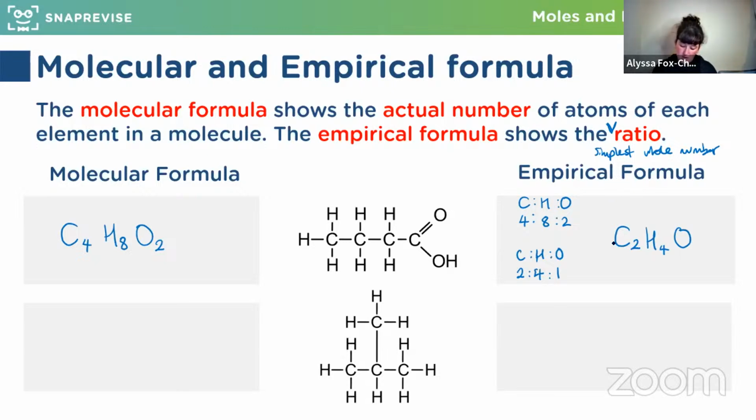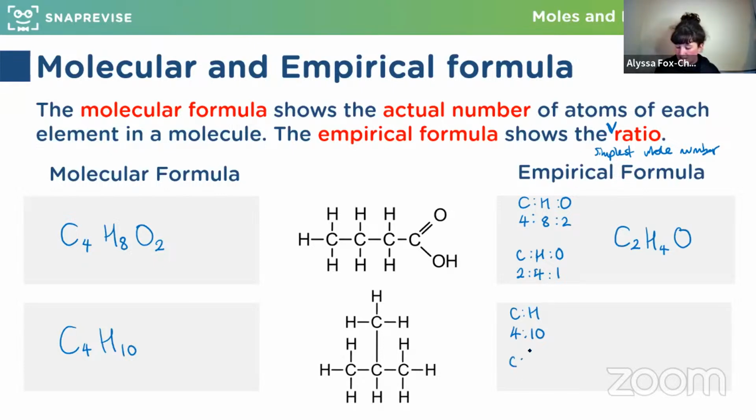So what about this other molecule then? What's our molecular formula of this molecule, the one at the bottom? Well, 1, 2, 3, 4 carbons. 1, 2, 3, 4, 5, 6, 7, 8, 9, 10 hydrogens. And that's it. There's nothing else in the molecule. C4H10. Empirical formula? Well, we're only looking at carbons to hydrogens now. So we've got 4 to 10.